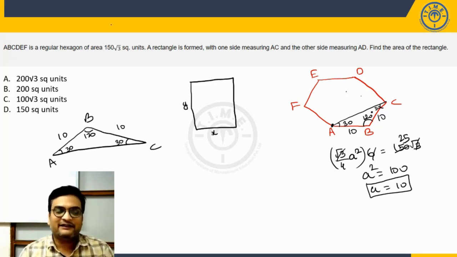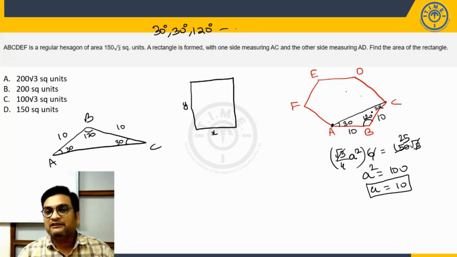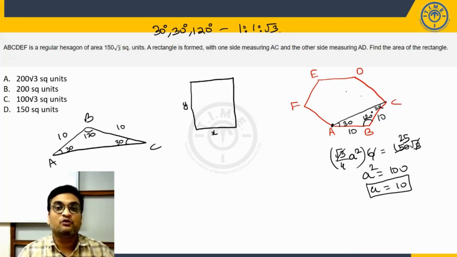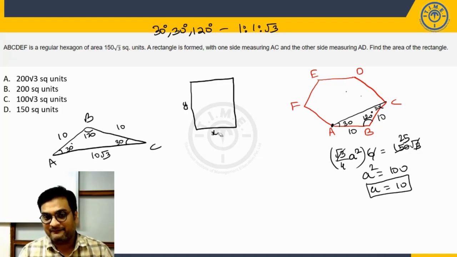Now we have a property that in a 30, 30, 120 triangle, the ratio of the sides opposite these angles will be 1:1:root 3. That means if the 30 degree opposite side is 1 unit, the 120 degree opposite side is going to be root 3 units. So here in this triangle, the 30 degree opposite side is 10 units, so the 120 degree opposite side will be 10 root 3 units. Hence we can conclude the length of AC, and hence X, is going to be 10 root 3.